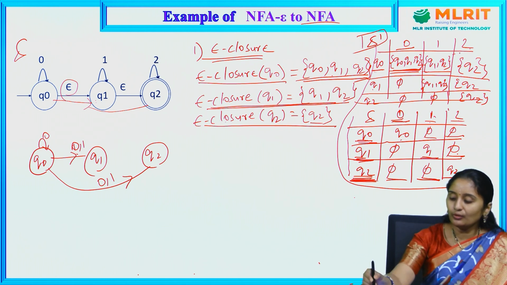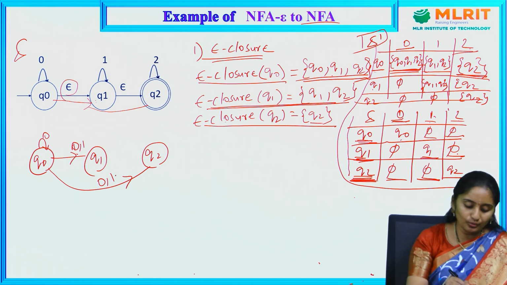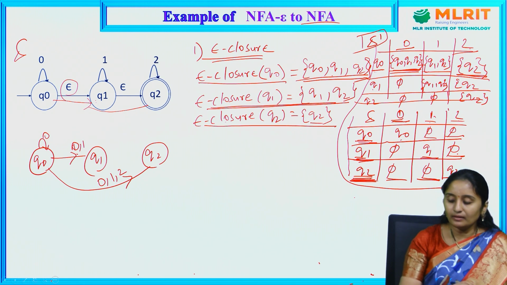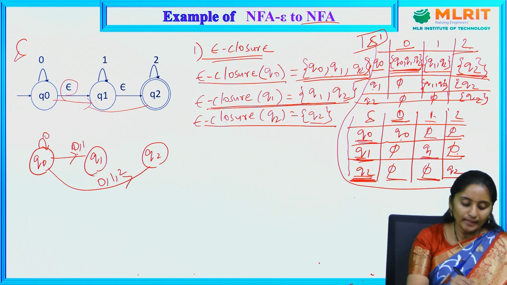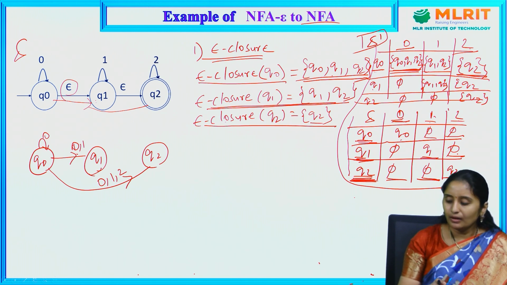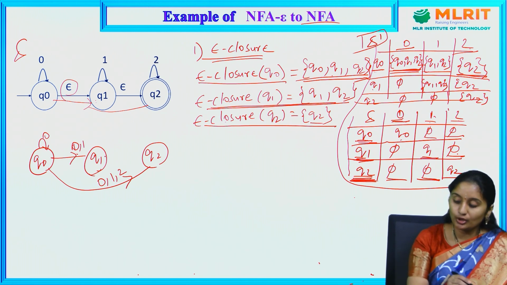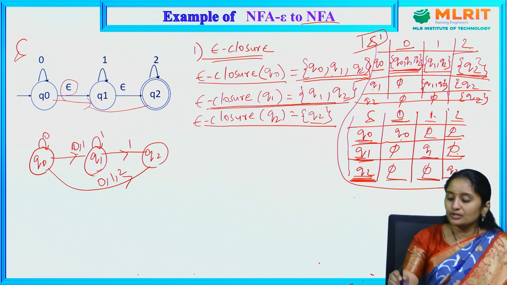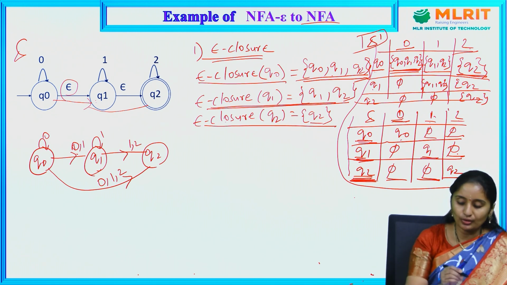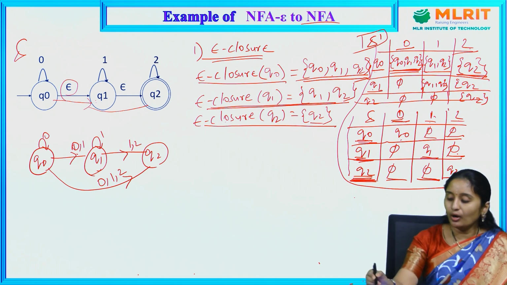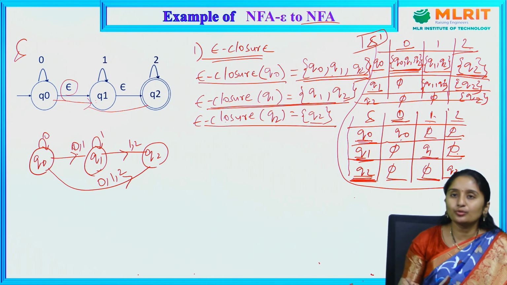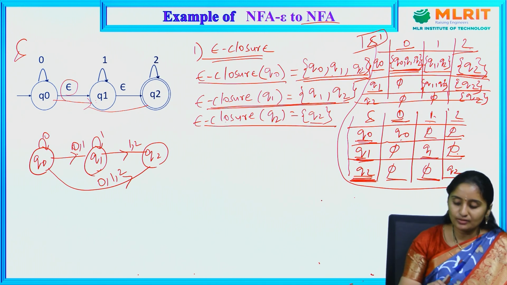Next, Q0 on 2 input, where is it going? Q2. Now Q0 is completed. So next, Q1 on 0 is nothing, it is empty, a dead state. Q1 on 1, where is it going? Q1 and Q2. Next Q1 on 2, it is going to Q2. Now Q1 is also completed.